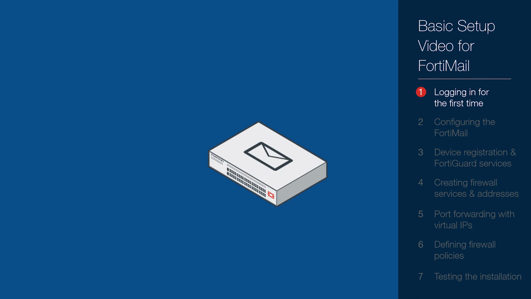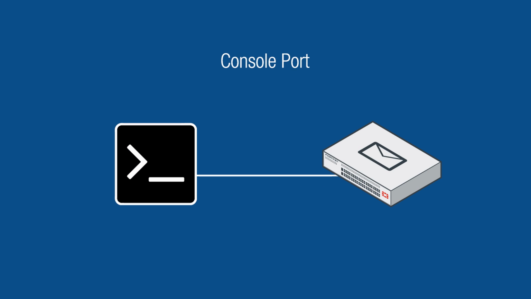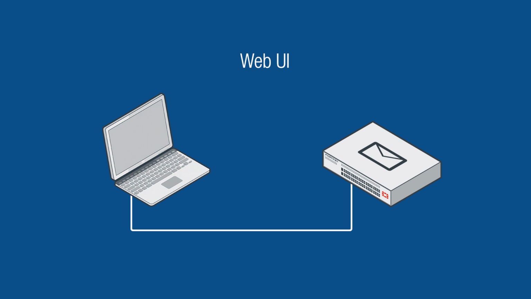The first thing we will need to do is set up the FortiMail hardware to allow us to configure the system. There are two methods of gaining access to the settings of your FortiMail unit. The first is through the console port via the command line interface, which is covered in the FortiMail Quick Start Guide and not shown in this tutorial. The second is through the web UI via your browser.